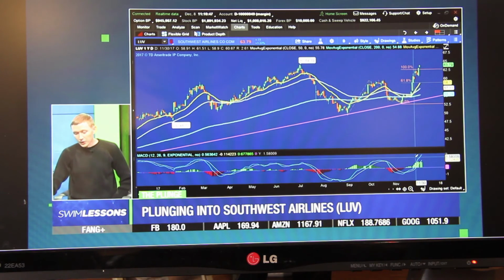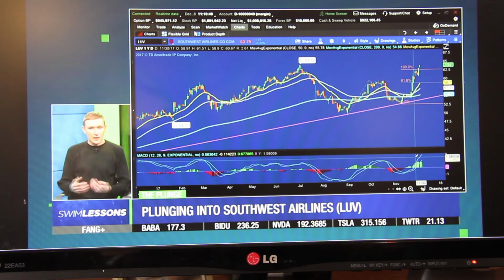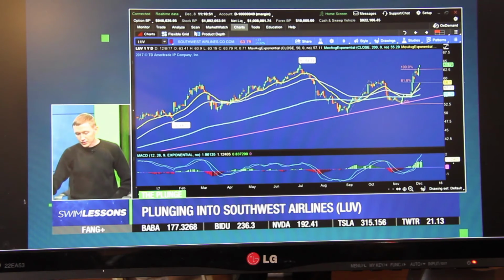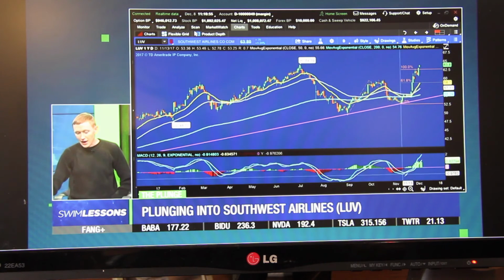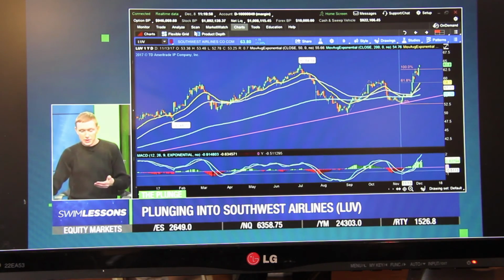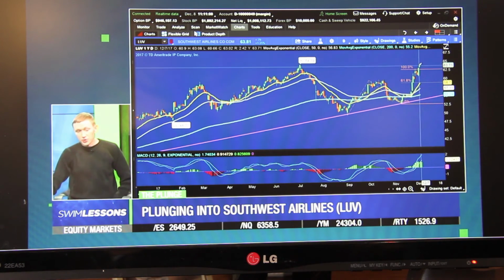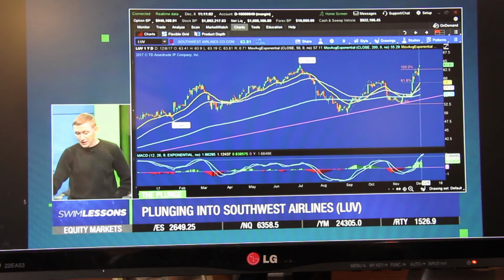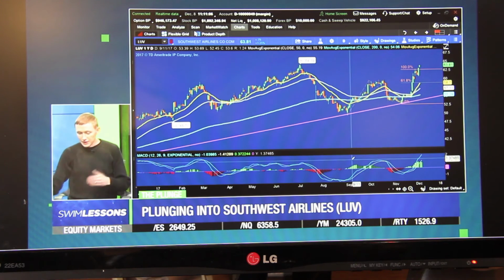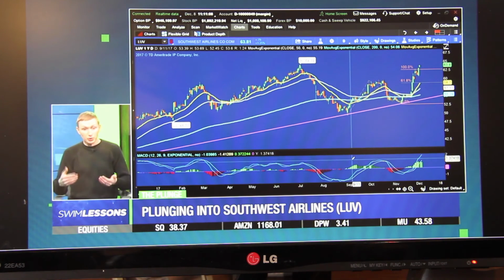We can also see we did get the confirmation on the MACD off of this last low. So we had a higher low here in the price, and we also had a higher low here in the MACD, so that's good confirmation. And now that we've moved up to a higher high in the price, our MACD is at its highest point of the entire year as well. So all of that is pointing to a fairly bullish move.